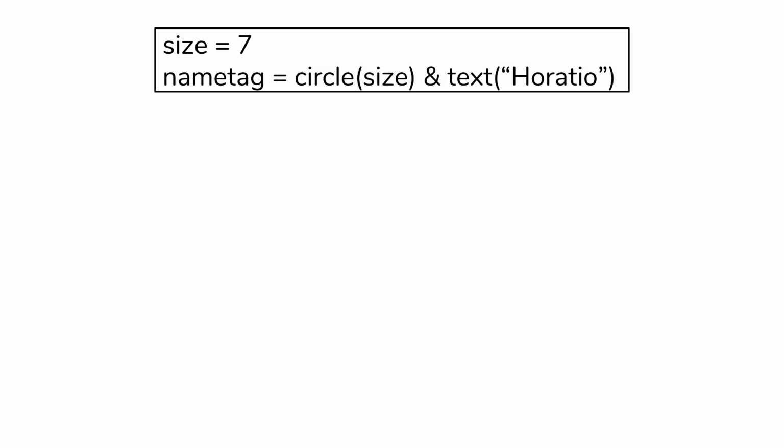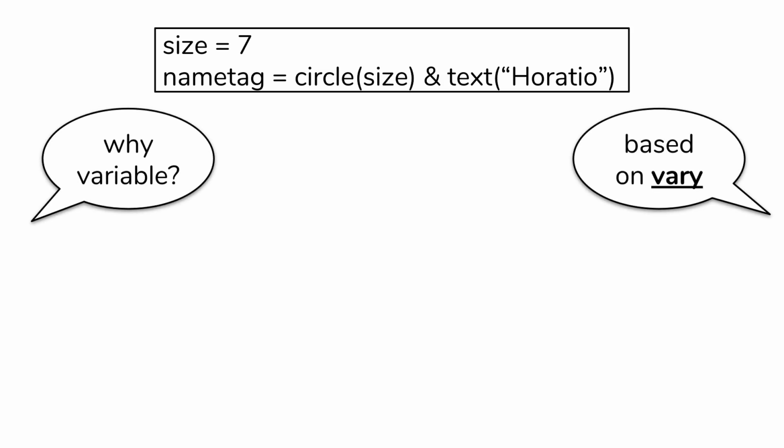This gets at a question you might have. Why do we call them variables? The word variable is based on the root vary, which means change. Now, we have to be careful here. Variables don't change when you perform operations on them. So if I wrote size plus 2, that would be a description of the number 9, 7 plus 2, but it wouldn't change the value of size.